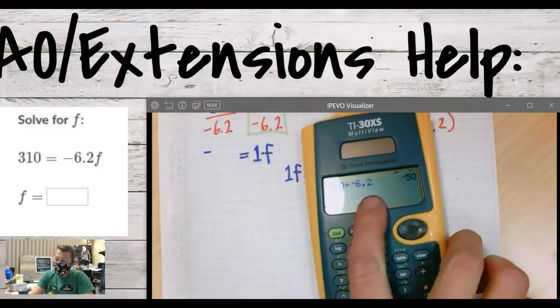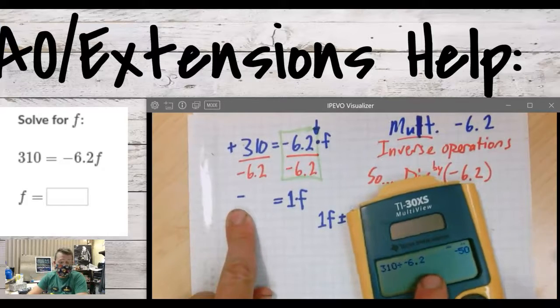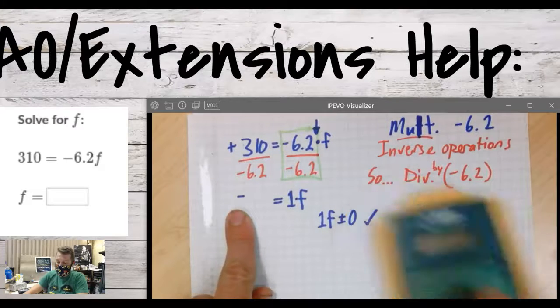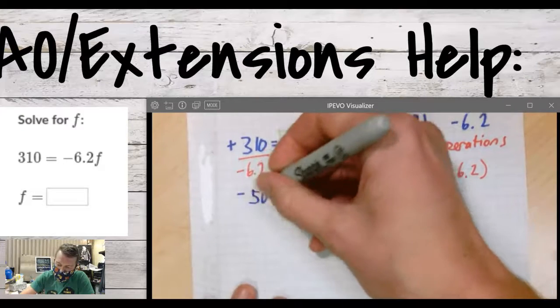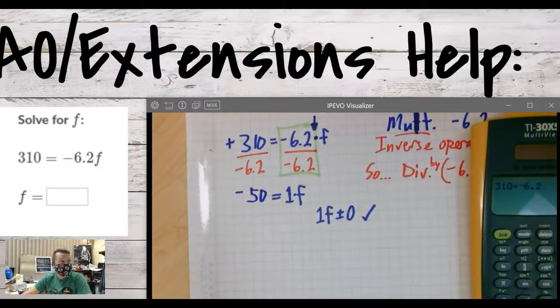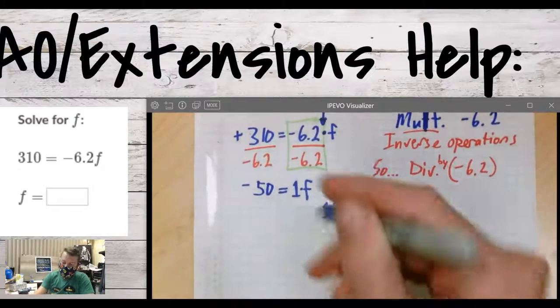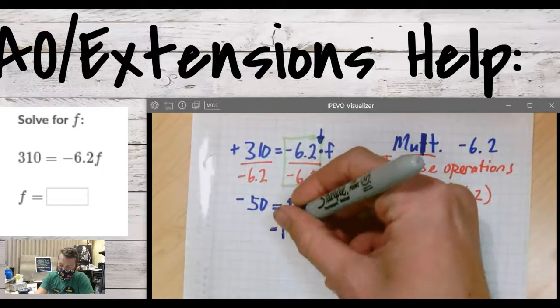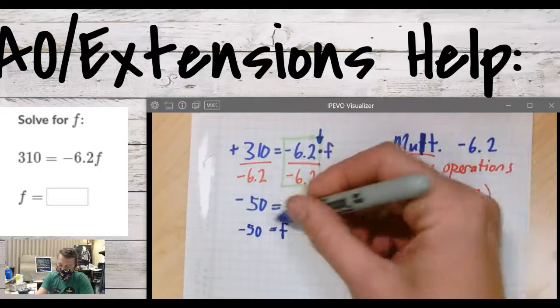Now, we didn't even need to type the negative in, though, because we already knew that our answer would be negative. So all we really need to do is figure out what number goes in here, and that number is 50, because that division got 50 for us. So our 1f, or we could just say just f, our f is negative 50.